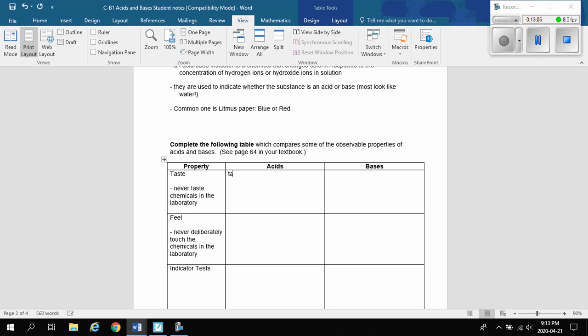Acids typically taste sour. Just some examples, we saw there lemons, limes, talking about the juice of them, not eating the rind of it. Vinegar. Whereas bases tend to taste bitter.